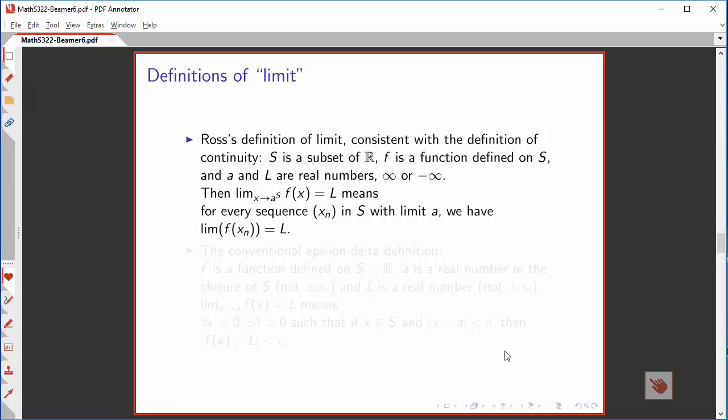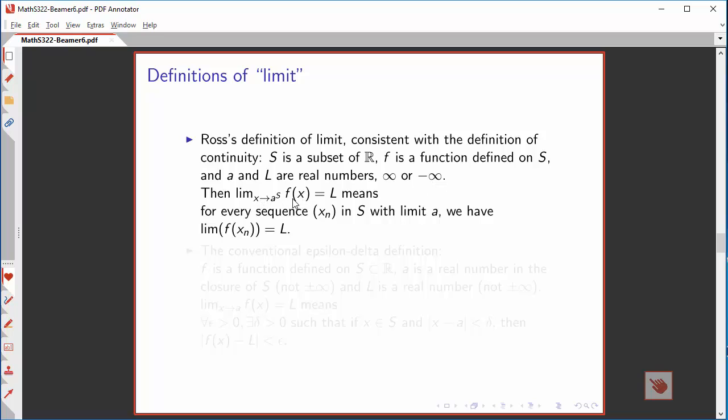Well, you might not have expected that getting back to just talking about limits would come as a relief, but here's a slightly more familiar topic, limit, and a slightly unfamiliar definition. This is based on sequences, and I think it's a splendid definition. S is some subset of the real numbers. F is a function defined on that domain S, and A and capital L can be real numbers. Either can also be plus infinity or minus infinity.